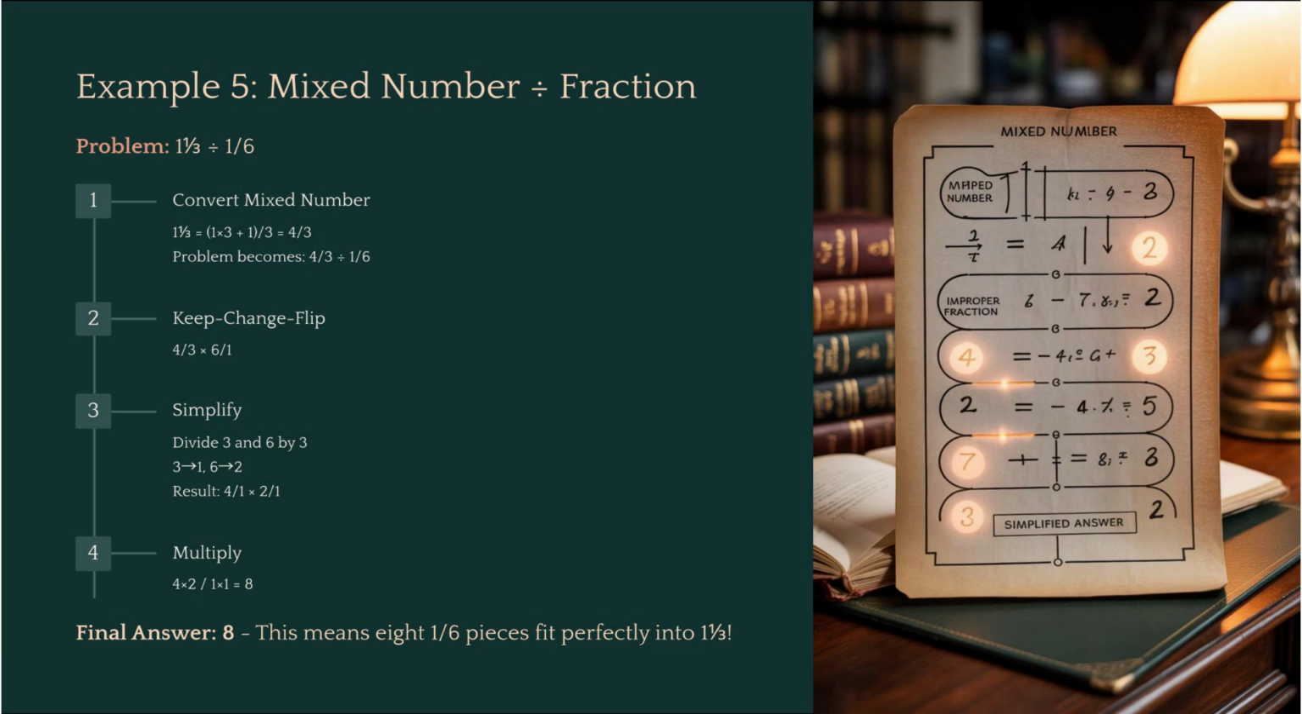We start by converting 1 1/3 to the improper fraction 4/3. The problem is now 4/3 divided by 1/6. We apply KCF: 4/3 times 6/1. We can simplify the 3 and the 6 by dividing by 3. That leaves us with 4/1 times 2/1, which equals 8. So 8 1/6 parts fit inside 1 1/3.